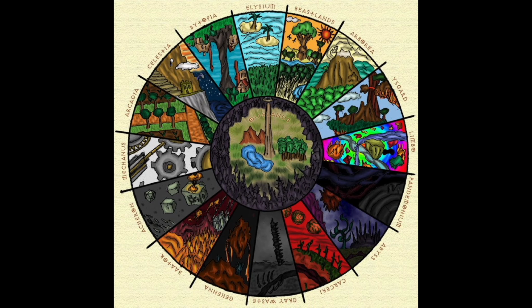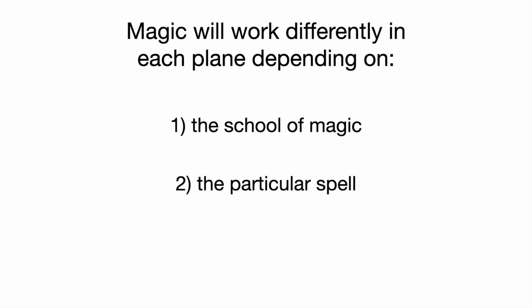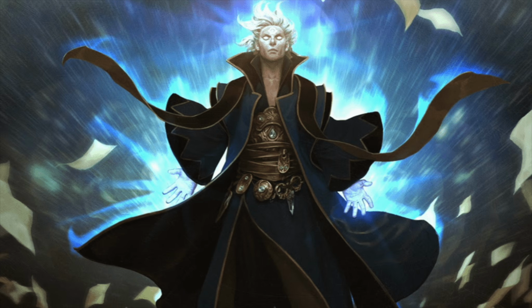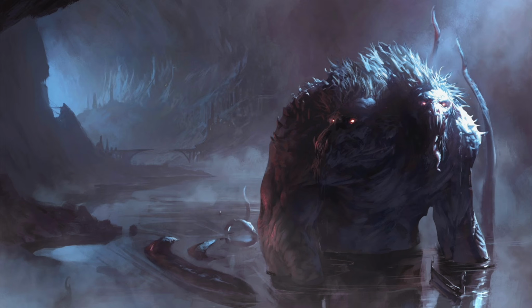Each of the outer planes distorts magic in some way. Magic may work better or less well or have different effects depending on the school of magic, the type of spell it is. For example, if it's a chaotic spell, it may not work so well in lawful planes, and sometimes depending on the alignment of the spellcaster. The Abyss is a place that's very hostile to magic.